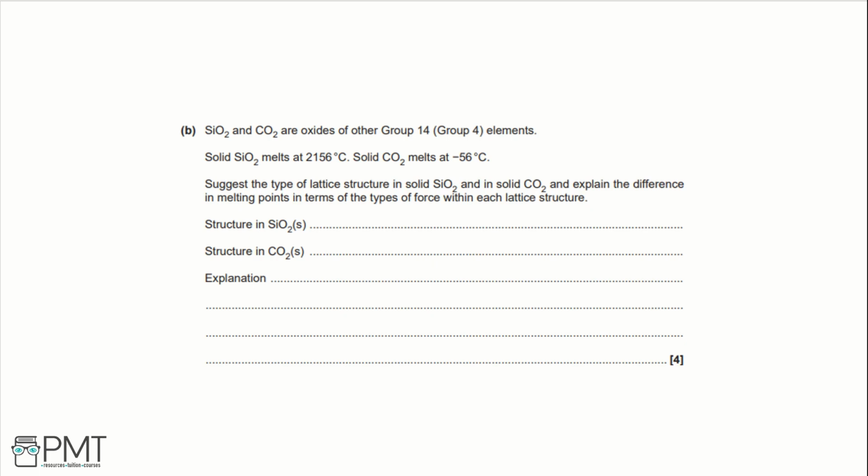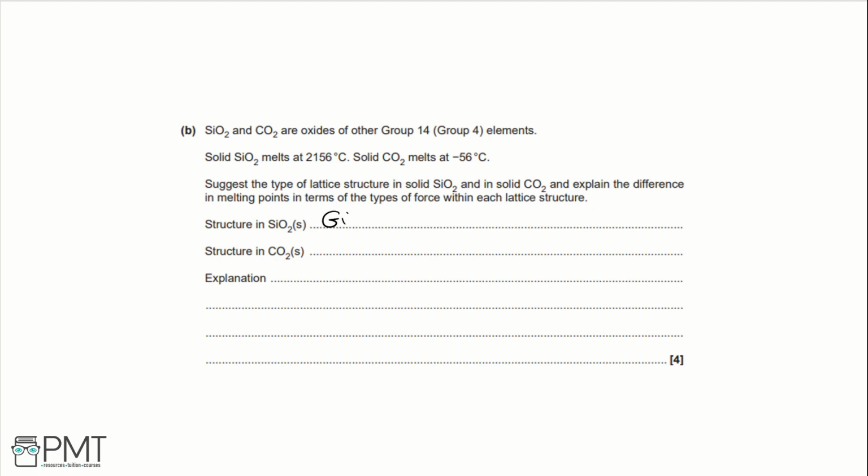Part B. SiO2 and CO2 are oxides of other group 14 or group 4 elements. Solid SiO2 melts at 2156 degrees Celsius. Solid CO2 melts at minus 56 degrees Celsius. Suggest the type of lattice structure in solid SiO2 and in solid CO2, and explain the difference in melting points in terms of the types of force within each lattice structure.